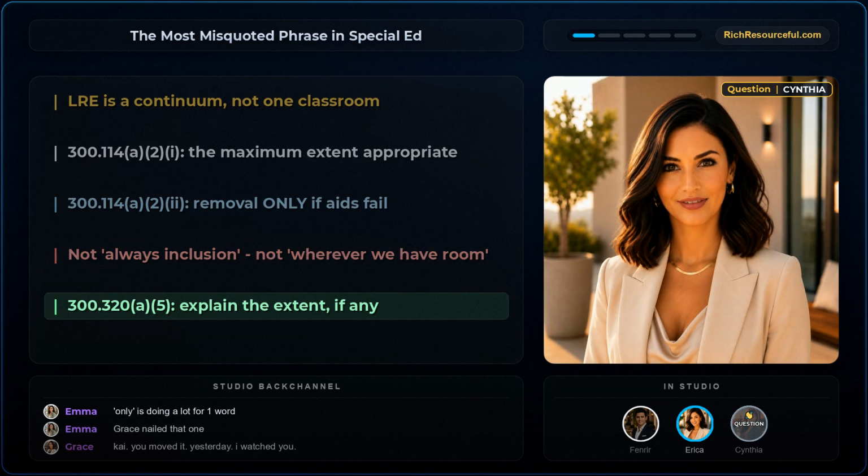The paperwork follows. 300.320, paragraph A, 5, makes the team write down how much of the school day this child spends away from non-disabled peers, and it says if any. 0 is a legal answer.